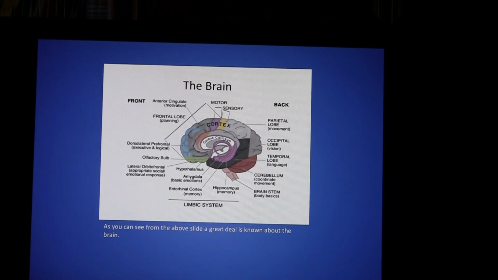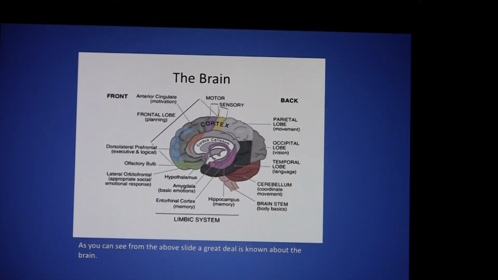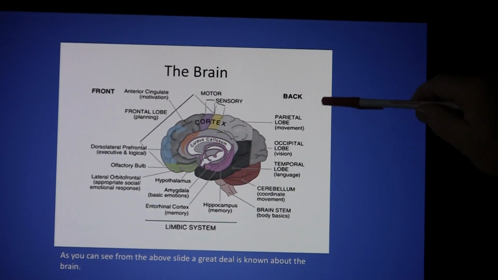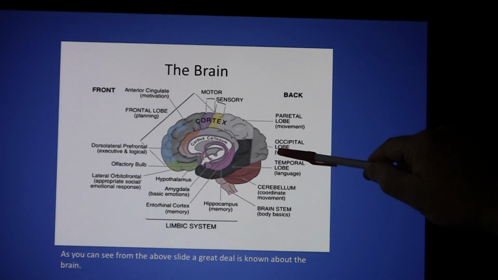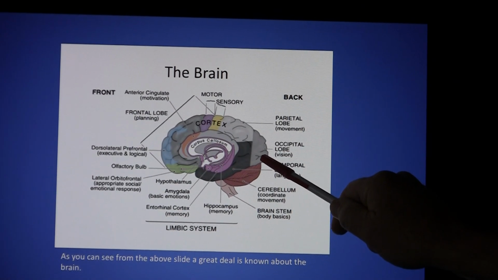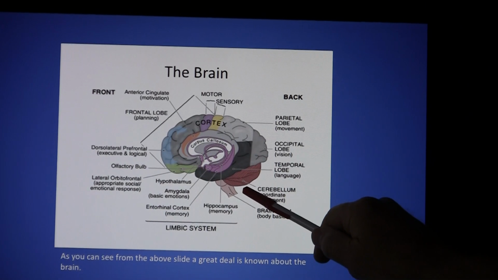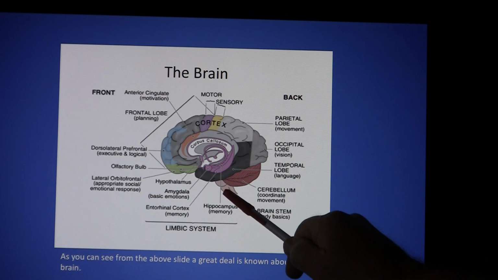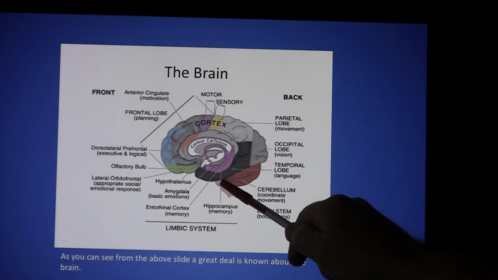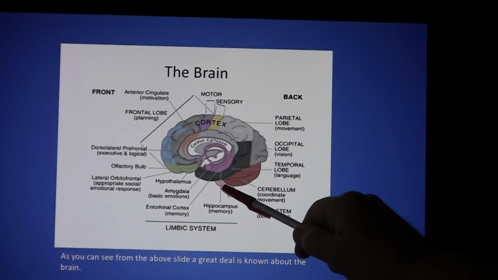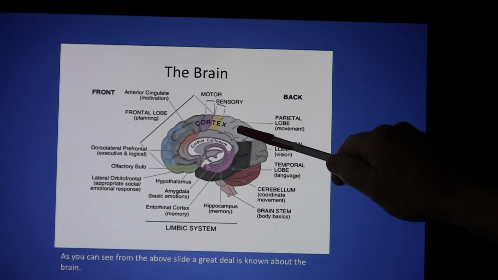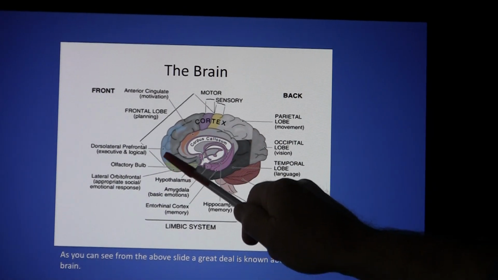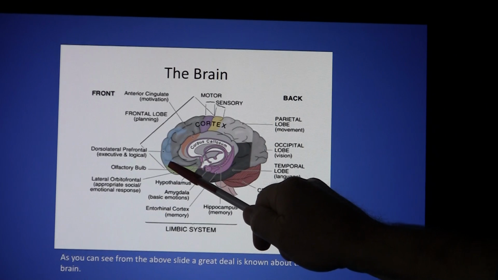As you can see from the above slide, a great deal is known about the brain. For example, in the back part of the brain, we have the occipital lobe that's responsible for vision. Below that, the cerebellum, which is how we coordinate movement. This structure of the brain stem is also known as the medulla oblongata. It's responsible for subconscious processes like heartbeat and respirations. Parietal lobe is responsible for movement. The frontal part of the brain is used for executive and logical functioning.